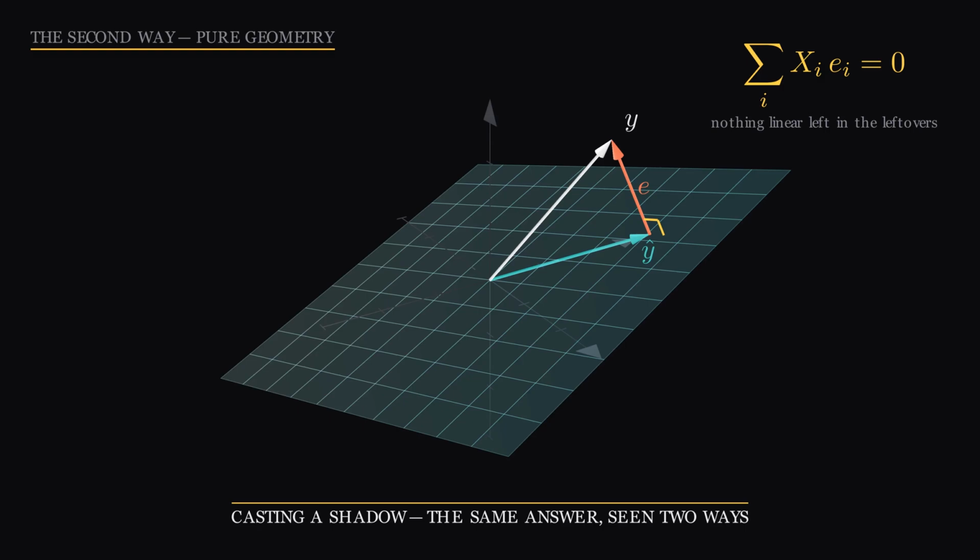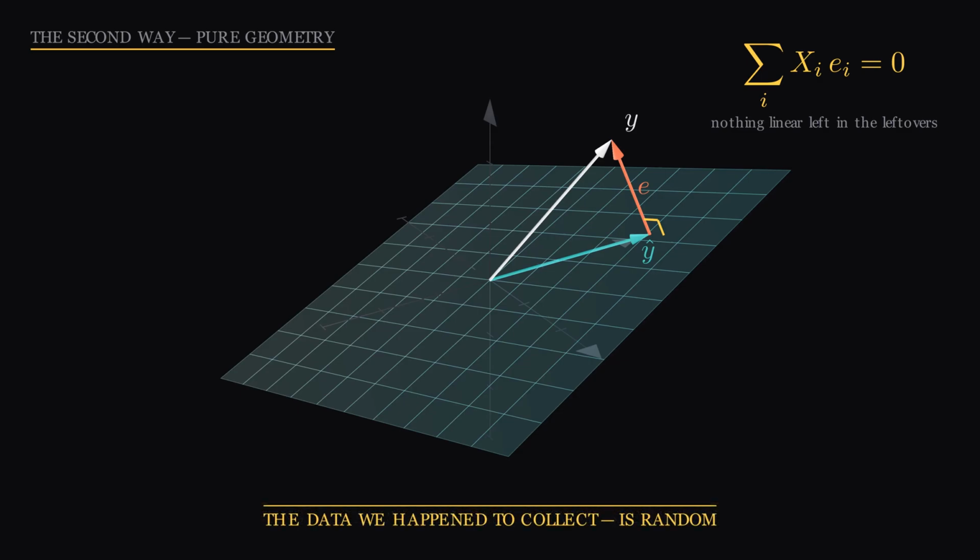Okay, we now have our line. It looks final. One intercept, one slope sitting confidently at the bottom of the bowl. But that confidence is an illusion because everything we just did depends on the data we happen to collect. And data is random.